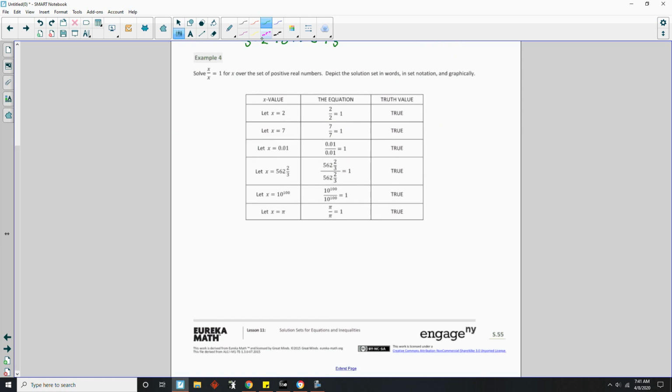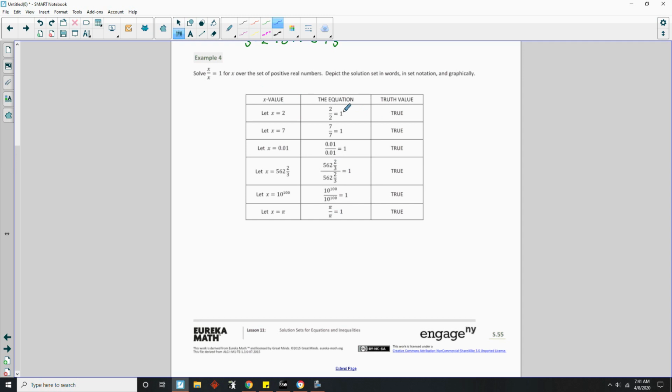Example 4. Solve x over x equals 1 for x over the set of all positive real numbers. Depict the solution set in words, in set notation, and graphically. So anything divided by itself is 1, and hear what I just said, anything except there is one value that we can't use, so we'll get to that in a moment. So anyway, they gave us this table.